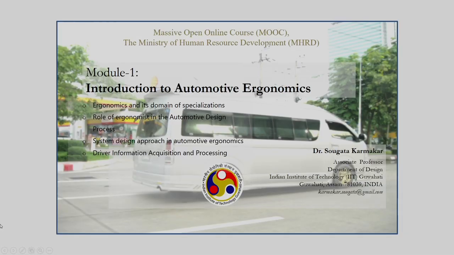Now, today we are going to discuss our first module, that is introduction to automotive ergonomics, and in this module there are four topics. So, first topic is ergonomics and its domain of specialization. Next, role of ergonomics in automotive design process, that is the second one, and third one is system design approach in automotive ergonomics, and the last one, driver information acquisition and processing. So, now we are starting with the first topic, that is ergonomics and its domain of specialization.